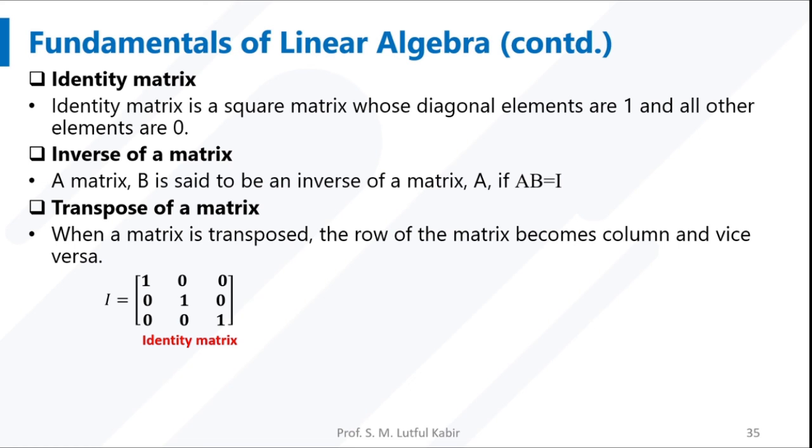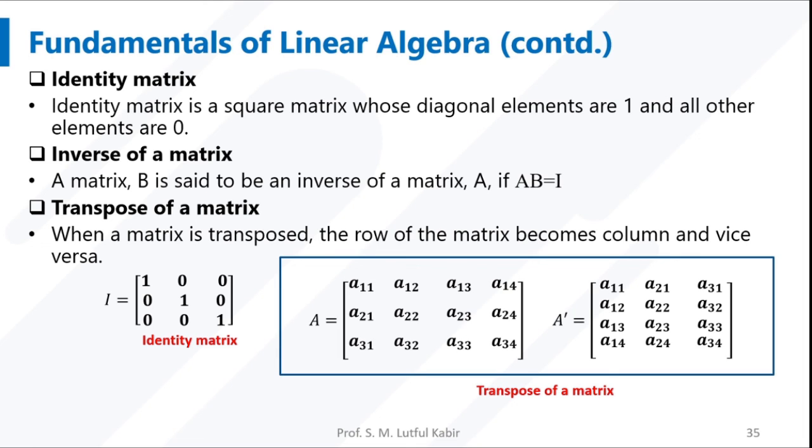Transpose of a matrix. When a matrix is transposed, the rows of the matrix become columns and vice versa. For example, A is shown here and A transpose is also shown. You can see the row in the first case becomes the column in the second case. So in this way, you can make the transpose.